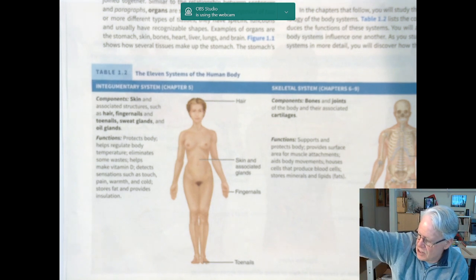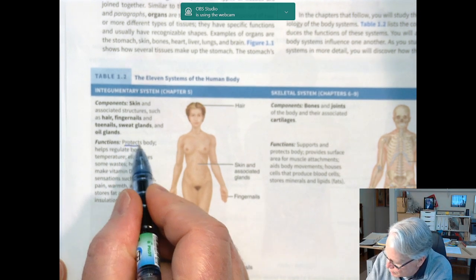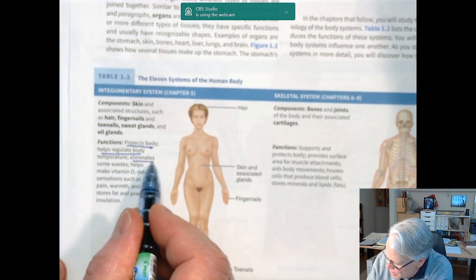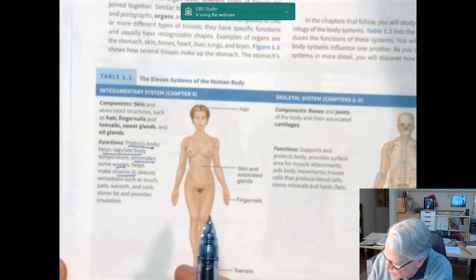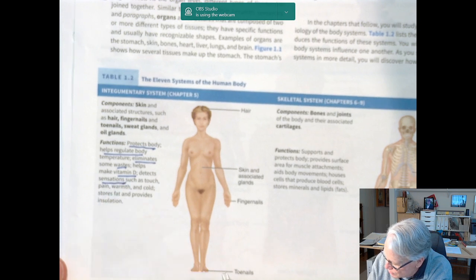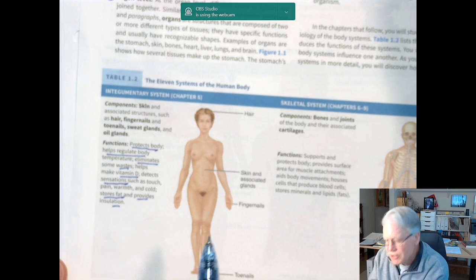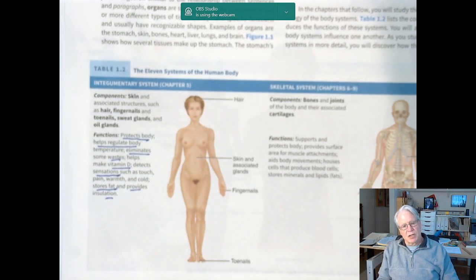And as you can see, the integumentary system does a number of things. It protects the body. It helps regulate body temperature. It eliminates waste and helps in the formation of vitamin D and detects sensations. It also stores fat and provides insulation. Now, this is one of the systems that we will cover in this course. We'll talk about this in more detail as the lectures continue.